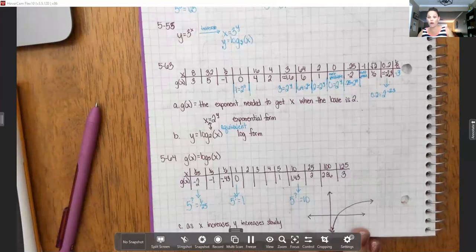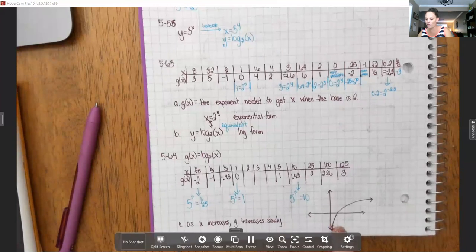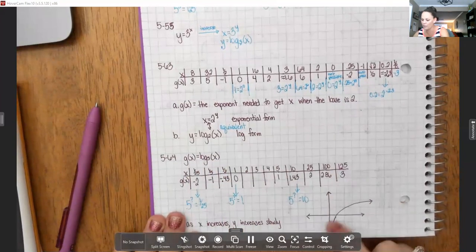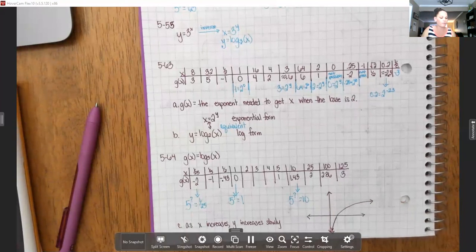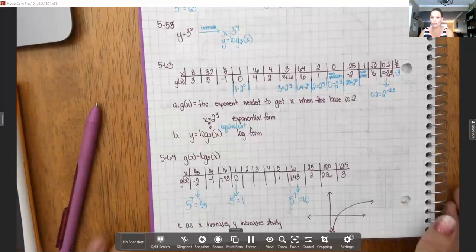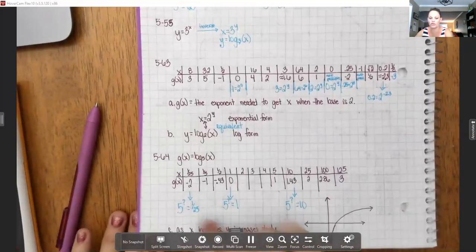And tomorrow we're going to focus on log graphs a lot more. So don't stress about that part too much. This is if I plotted all of these ordered pairs in this table, that's what it would look like. All right, we're just going to do a couple more because I don't want to keep you guys too much longer.